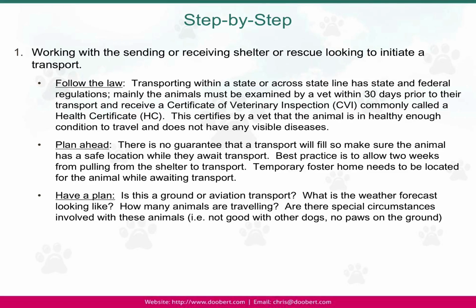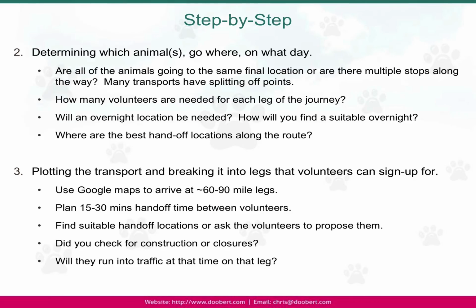So the first step is working with the sending and receiving shelter to initiate the transport. Remember, follow the law, plan ahead, have a plan, all those things that we've talked about. Next is determining which animals go where and what day. Are all the animals going to the same location? Sometimes these transports will split off. You'll put 10 on at this point, and then at here, 5 go this way and 5 go that way.